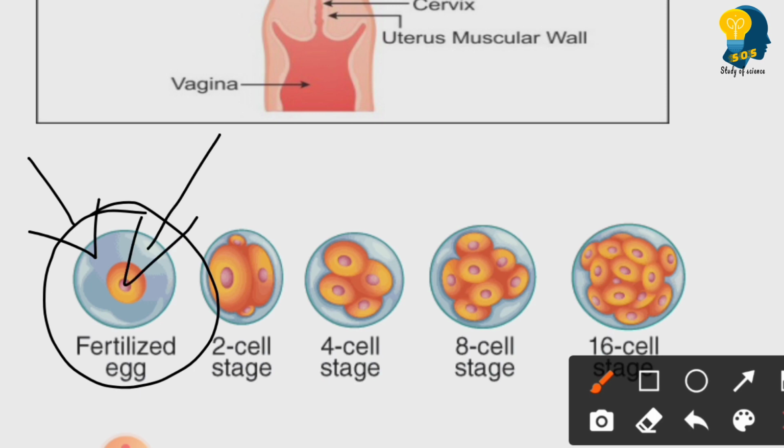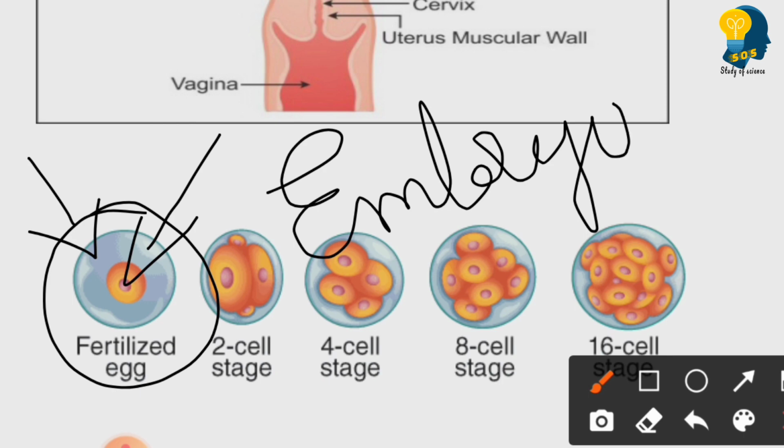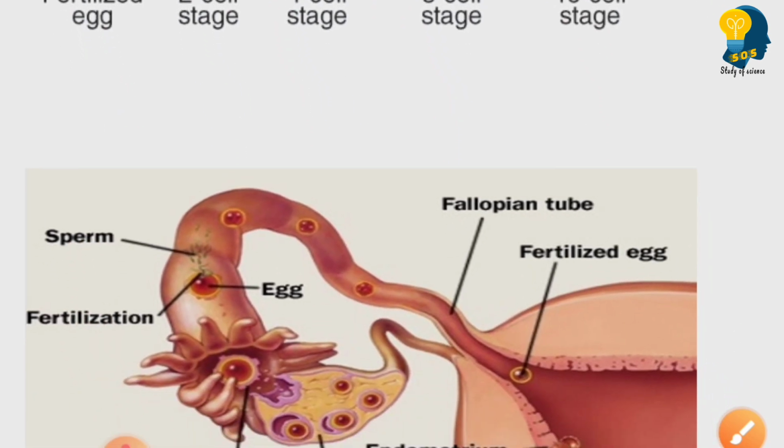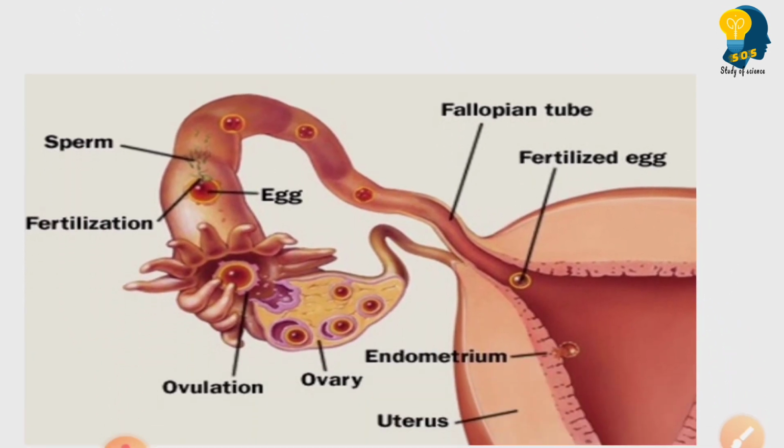So the zygote, which contains a single cell, will further start to divide. The cells repeatedly divide and it forms an embryo. The zygote further starts to repeatedly divide its cells and it will form an embryo. See, if you observe this picture, you will clearly understand.